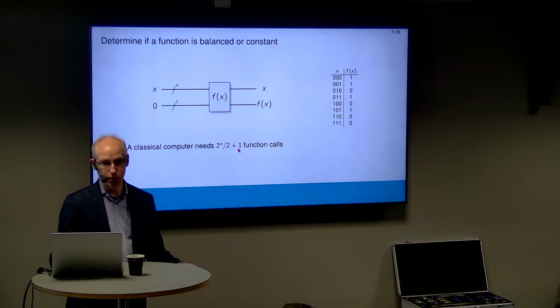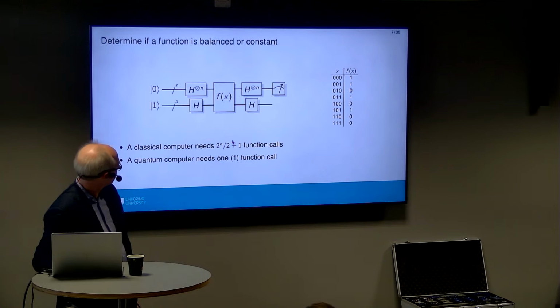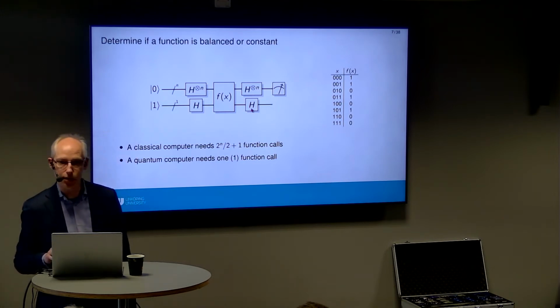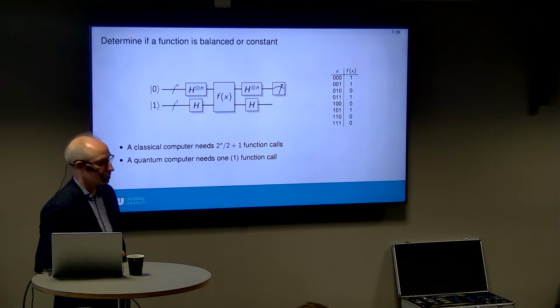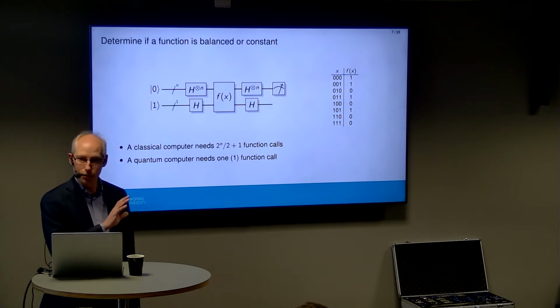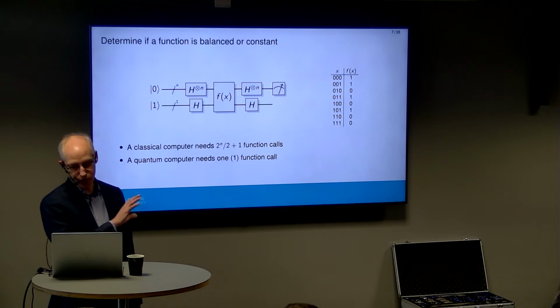And I'll just tell you now, I'll try to explain how it works. A quantum machine, by adding certain gates here, will need only 1 call and can extract that information immediately, whether the function is balanced or constant. And that's the first example of quantum advantage. This is from the 80s. It's called the Deutsch-Jozsa algorithm.